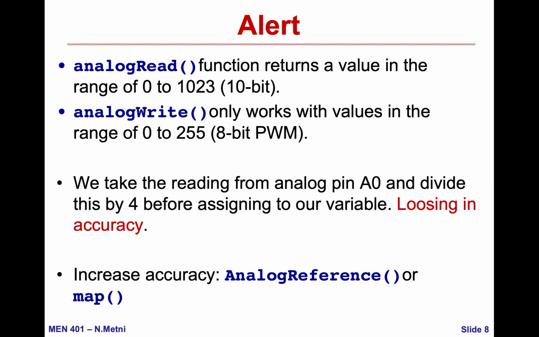So here, if I want to really go into these, we have to pay attention to something. The analog read function that we covered takes the analog input voltage as input, and it outputs a number between 0 and 1023, since the A to D converter inside the Arduino is 10-bit. The analog write function only works, if I want to specify a duty cycle for it, with values between 0 and 255, which correspond to 8-bit PWM.